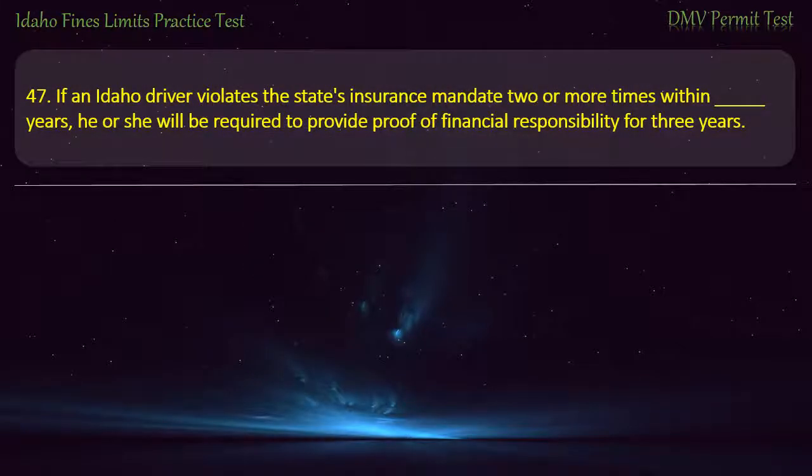Question 47. If an Idaho driver violates the state's insurance mandate 2 or more times within years, he or she will be required to provide proof of financial responsibility for 3 years. 4, 3, 5, 2. Answer: 5.